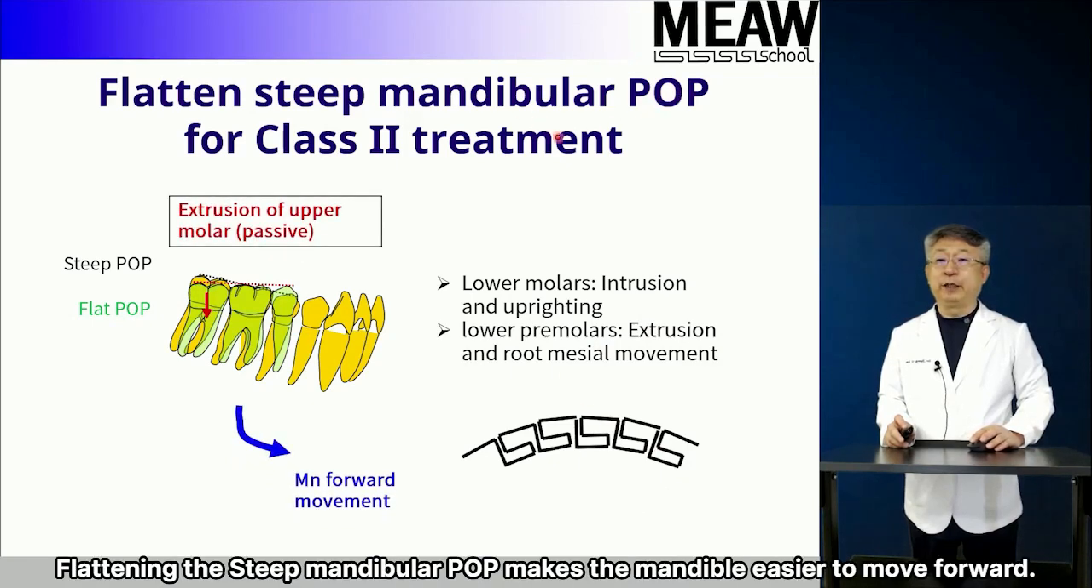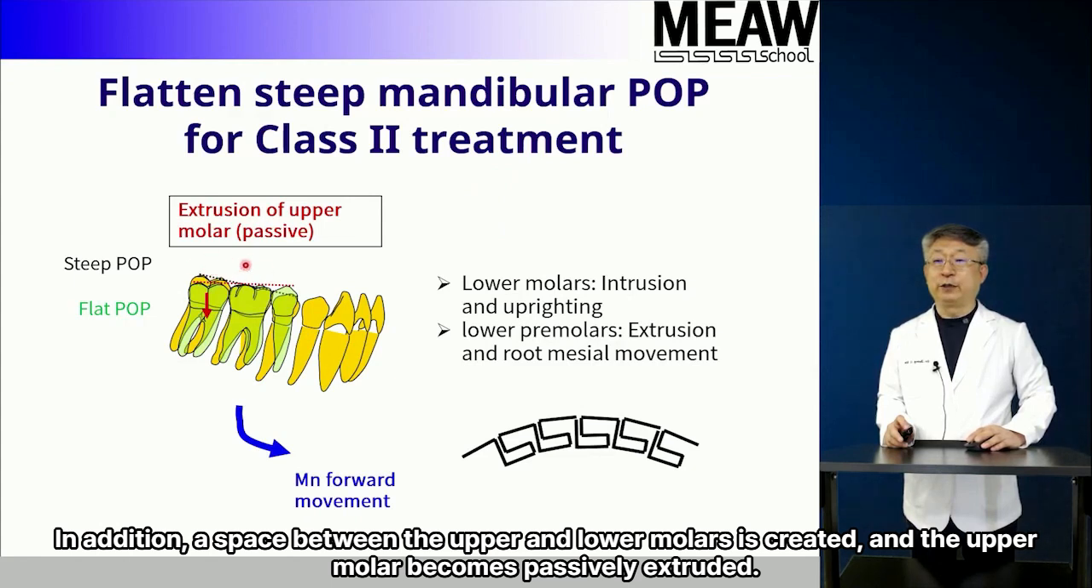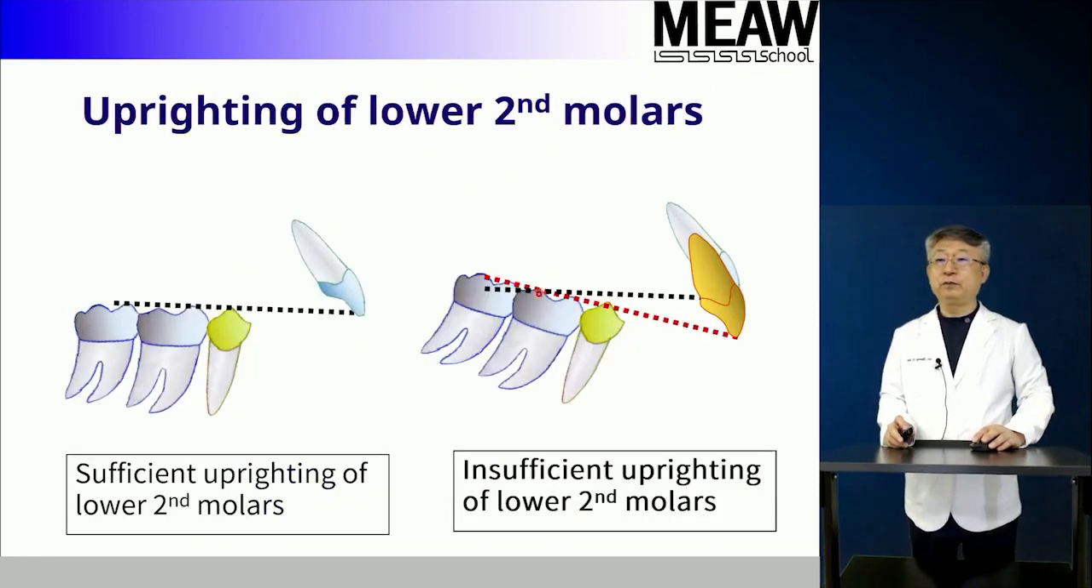Flattening the steep mandibular POP makes the mandible easier to move forward. If the mandible moves forward, it is very effective in treating Class 2 malocclusion. In addition, a space between the upper and lower molars is created, and the upper molar becomes passively extruded.